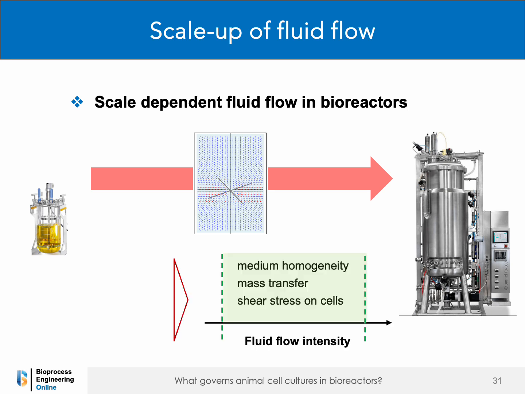balance: sufficient flow intensity to ensure medium homogeneity and effective oxygen and carbon dioxide transfer, and moderate hydrodynamic stress, avoiding excessive shear that could damage sensitive cells. In practice, the aim is to establish a hydrodynamic environment in which cells experience acceptable ranges of mixing, aeration, and shear stress, thereby supporting growth and productivity comparable to those observed at smaller scale.